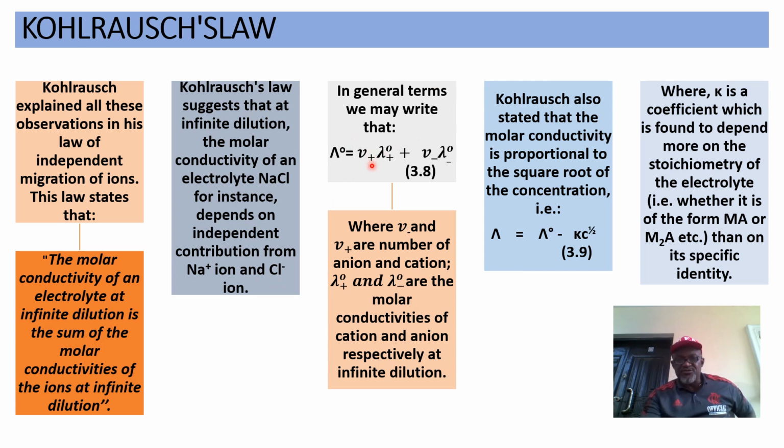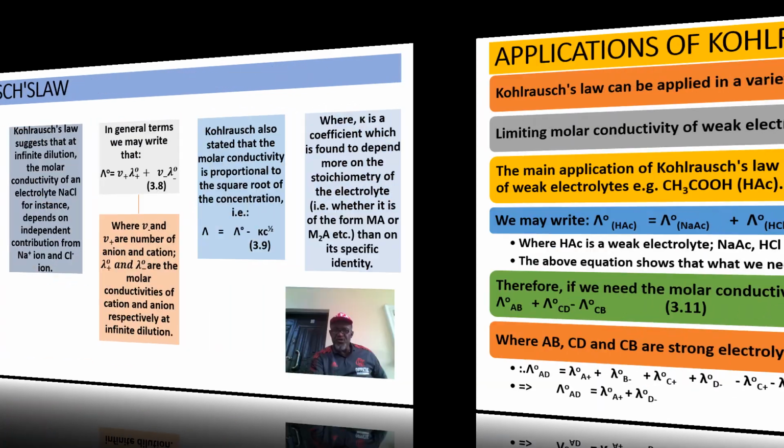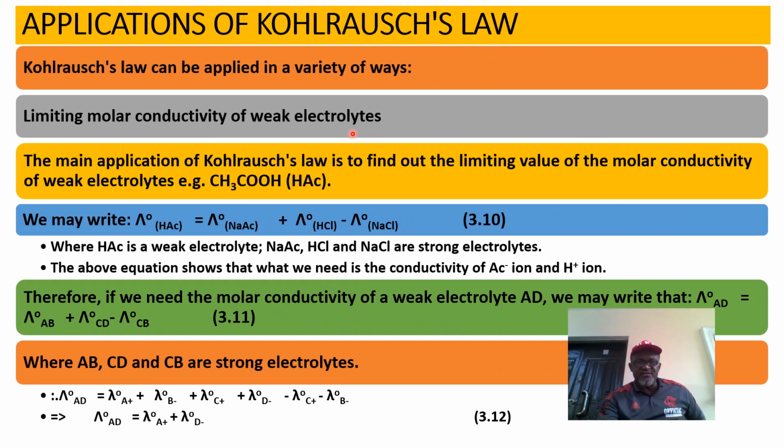Now, in general terms, we can write this equation. This is the coefficient for the positive ion, this is for the negative ion, and these are the molar conductivities of the ions. When we put all these together, we get this equation, and that can help us to calculate the molar conductivity at infinite dilution for any other electrolyte. Then we apply it to calculate the limiting molar conductivity of a weak electrolyte. Now we may write HAc, which is equal to this plus HCl minus sodium chloride.